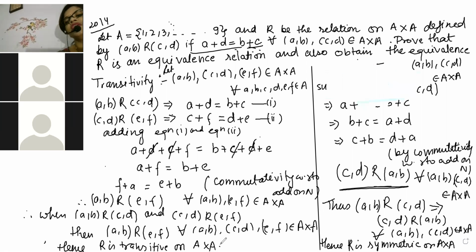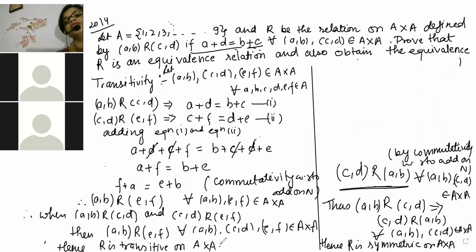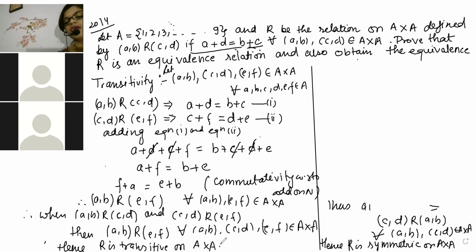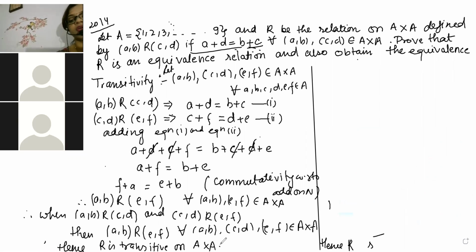Now, after proving reflexive, symmetric, and transitive, it is our work to prove that it is an equivalence relation. So now the final statement, what are we going to write? Hence, R is an equivalence relation on A cross A.